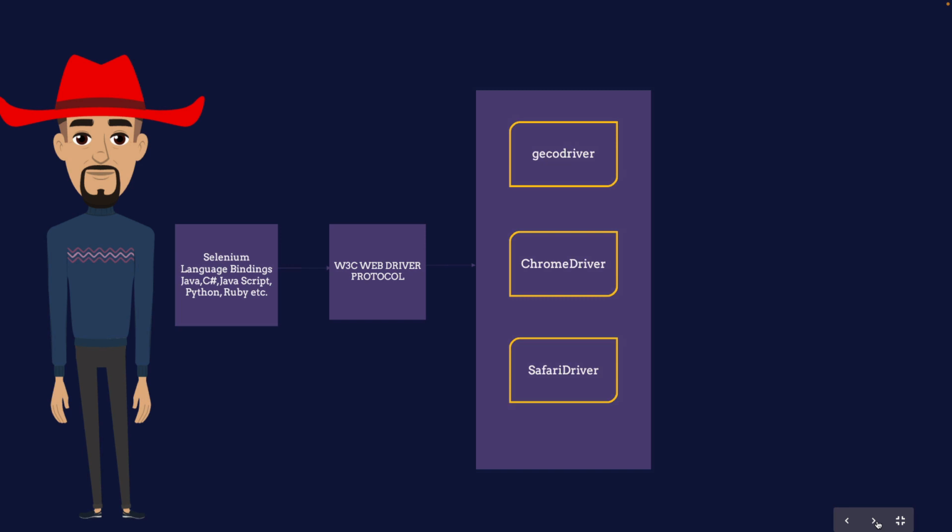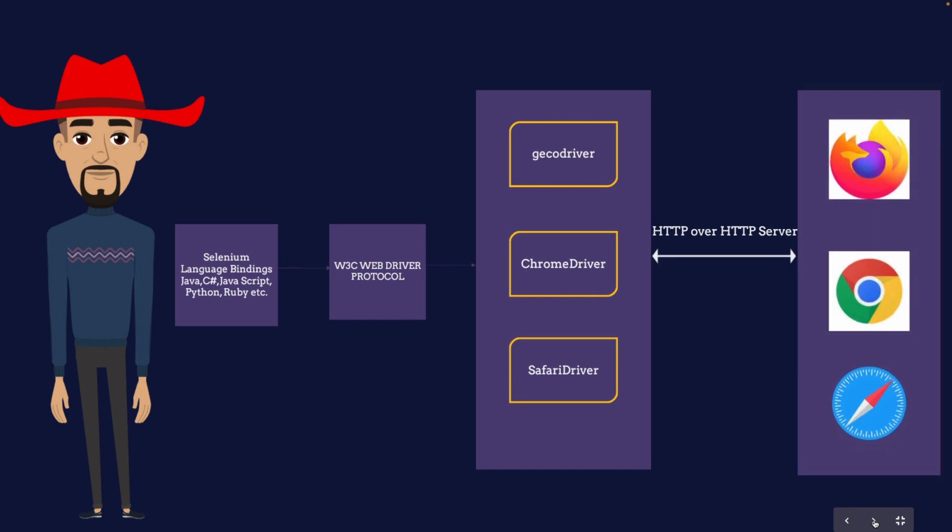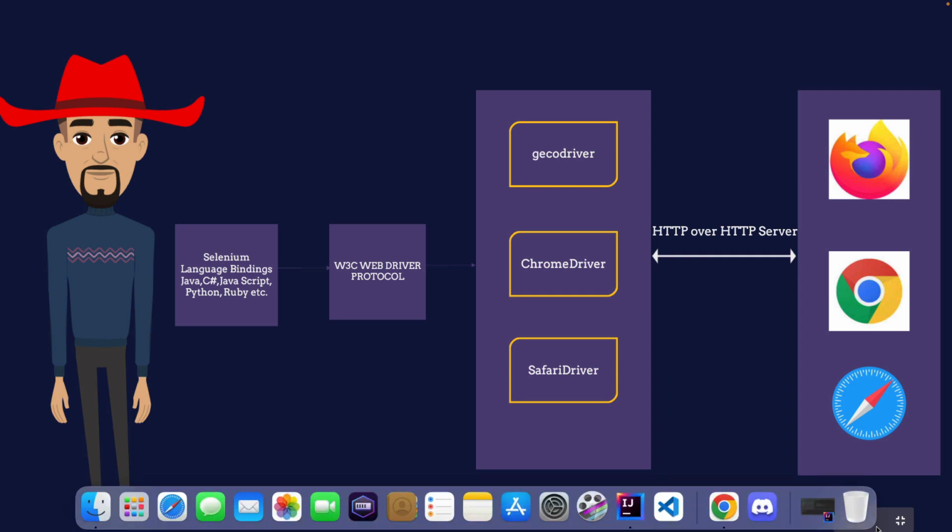Edge driver, and Safari driver. Those drivers communicate over HTTP through a secure connection to pass instructions to the actual browsers. Meaning your Gecko driver will communicate with your Firefox, Chrome driver will communicate with your Chrome, and Safari driver will communicate with your Safari browser. Okay, so this is the basic architectural flow or the architectural execution of Selenium WebDriver.